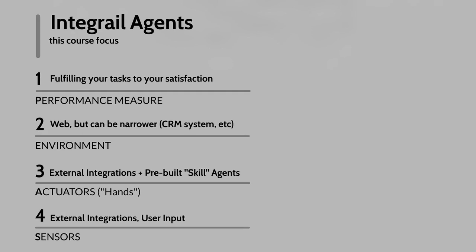But when we talk about actual Integrail agents, the PEAS are obviously different. The performance measure for any agent that you will design with Integrail is fulfilling your tasks to your satisfaction. So you will have to define the objective criteria yourselves, but good news is that we have very good tools to help you benchmark your agents and make sure they actually provide the needed quality to what you expect.